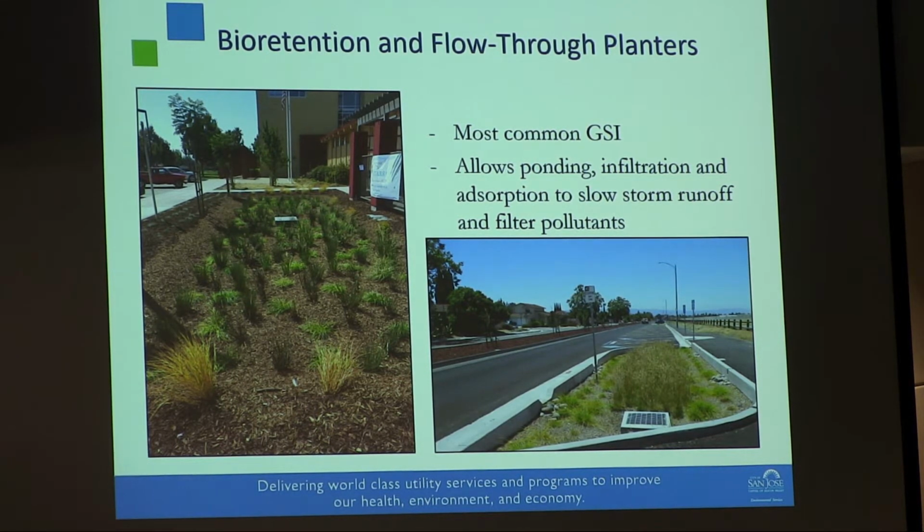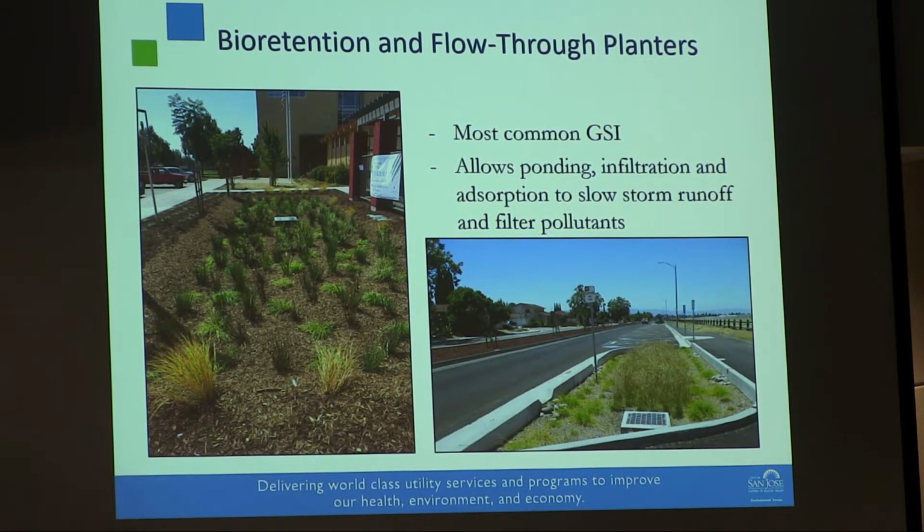And when doing routine maintenance on the landscapes, these require special consideration because there are special requirements for ensuring that these are properly maintained. They're landscape-based systems that allow for ponding, infiltration, absorption, and evapotranspiration. And again, they help slow and clean our stormwater runoff. Here's two examples of well-installed and well-maintained bioretention systems. One is a green street that the city of San Jose built, and one is at a local college.